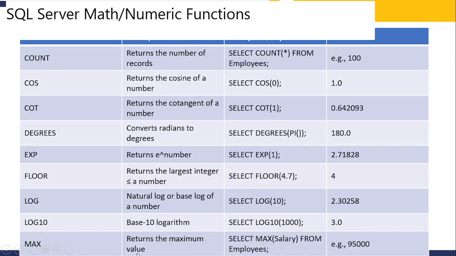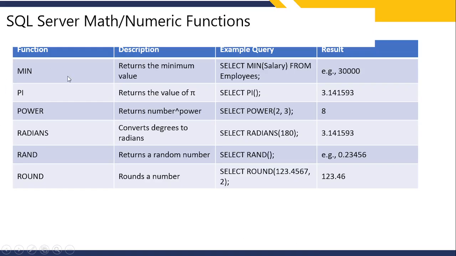Max will return the maximum value. So max of salary will give me 95,000. Then the minimum will return the minimum value for a particular column. Pi gives the pi value, which is 3.14. Power of 2 comma 3 will give 2 raised to the power 3. So 2 cube. 2 2s are 4, 4 2s are 8.